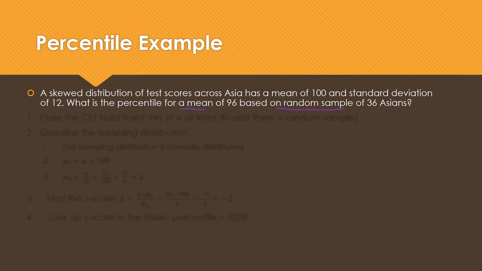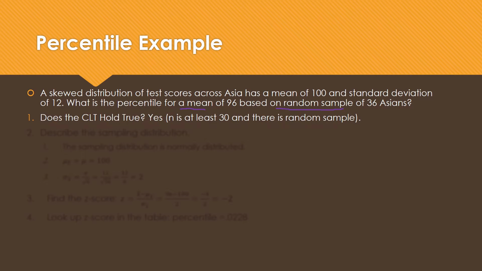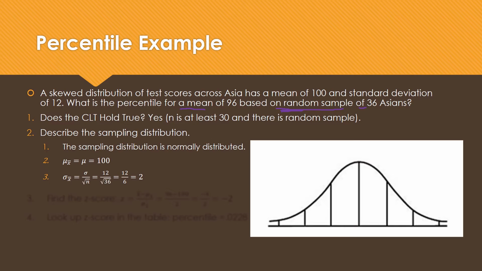So in that case, we need to know if the central limit theorem holds true. So the first step is, does the central limit theorem hold true? And yes, the n is at least 30. It's 36. And we have a random sample. So this second step then is to describe the sampling distribution. And we kind of did this already in the other video. But here we have the normal distribution. We know it's normally distributed because we have an n of at least 30 and it's a random sample.